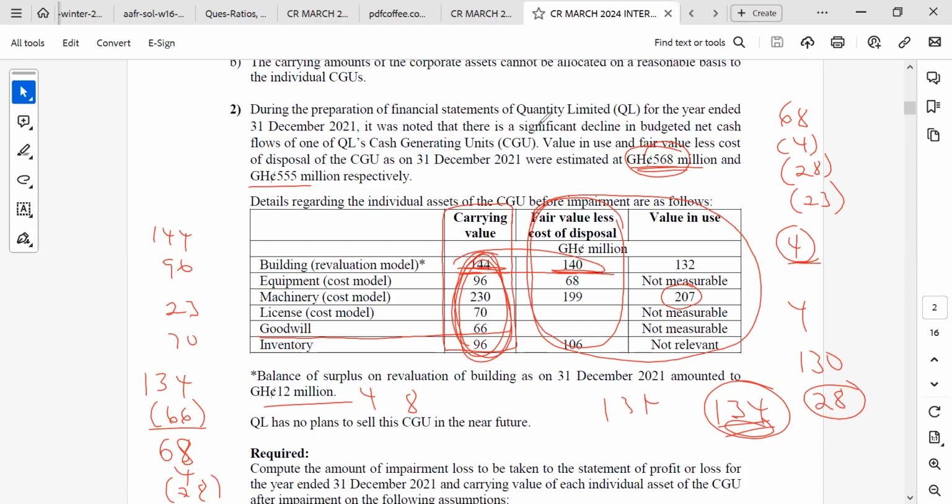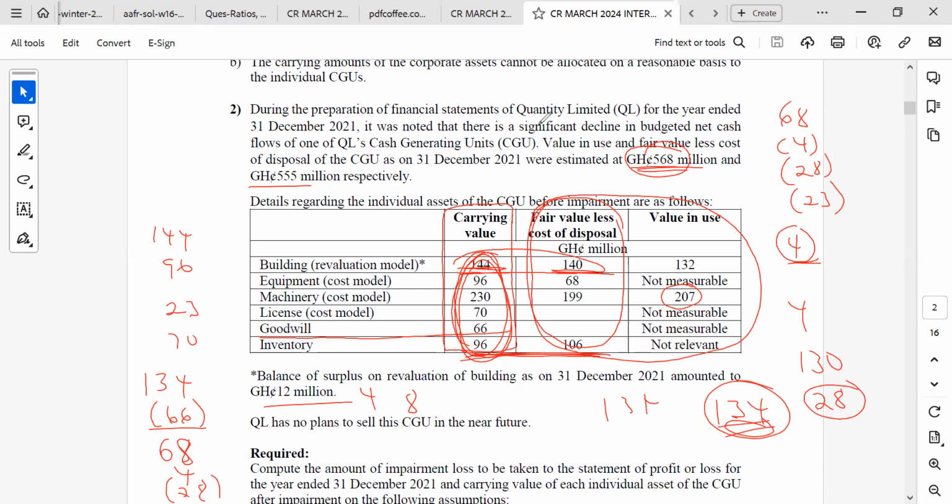So it's like 36. I'm having 13 left. Yes. It's left with 13, isn't it? Yes. Okay. Which asset over here do you think that you can give the 13 to? The license. We give the 13 to the license because the inventory has not impaired. Yes. The inventory has not impaired. That's how you go about it.